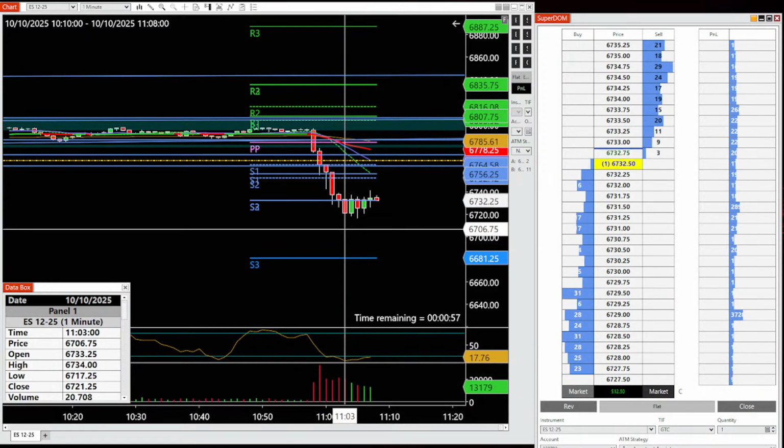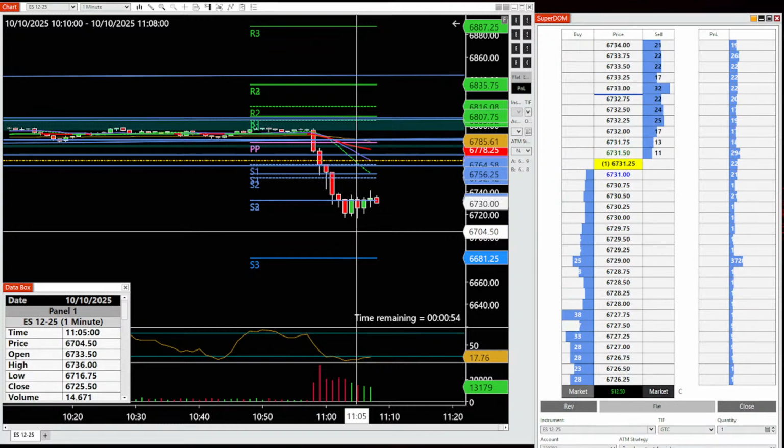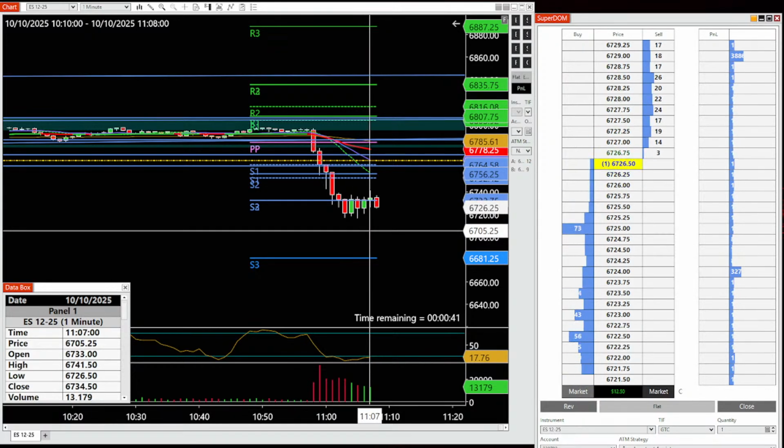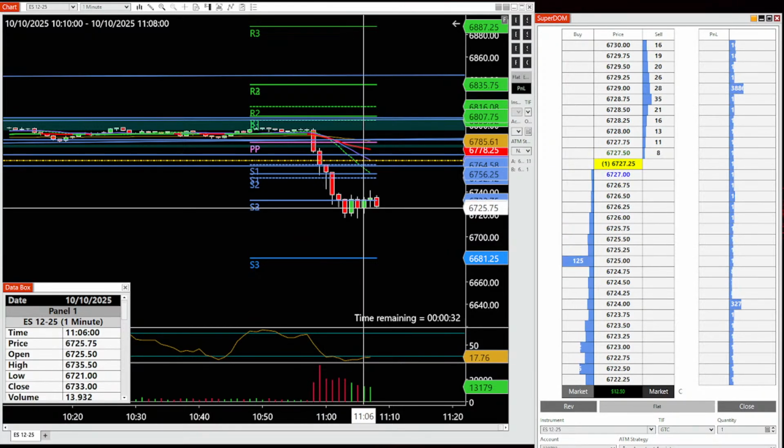Came low, 1725, 1675. Where are we going? This high is 41. Any support at 25?